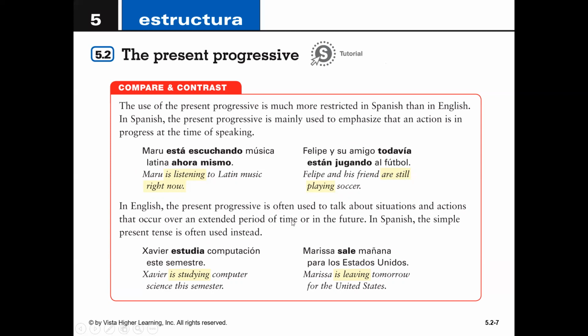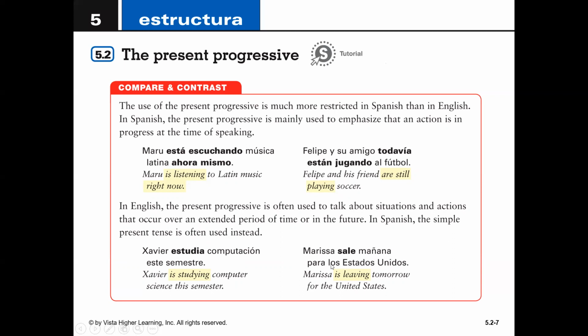In English, we use the present to talk about situations and actions that occur over an extended period of time or in the future. So in Spanish, the simple tense is often used for that instead. For instance, in Spanish, you might say Javier estudia computación este semestre, whereas in English, you might say Javier is studying computer science this semester.